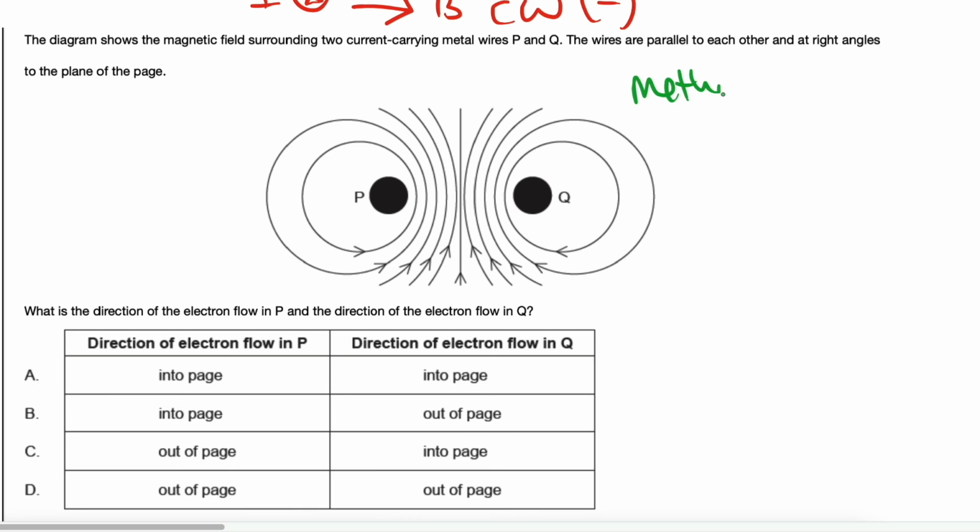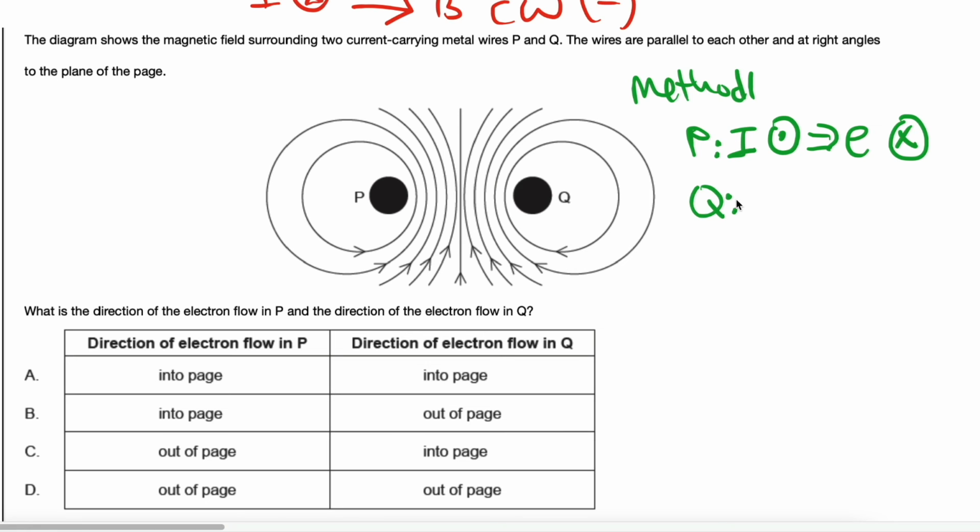The first method is also using your right hand. So for P, method 1, let me write method 1. For P, curl your 4 other fingers in the direction of magnetic field, right? And then your thumb will represent the direction of current, which points out of the page. So current points out of the page. An electron is in the opposite direction to conventional current I. So this tells us that electron flow points into the page, right?